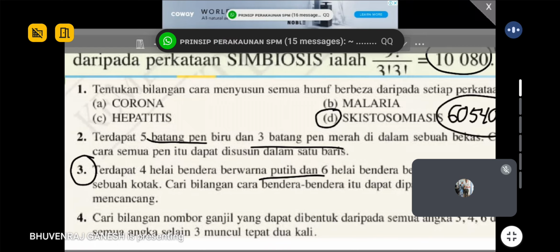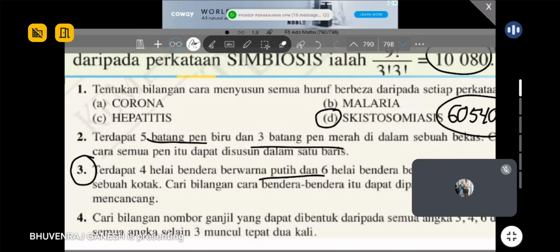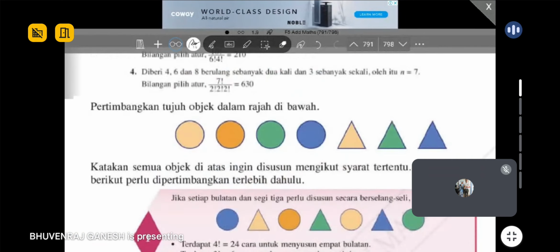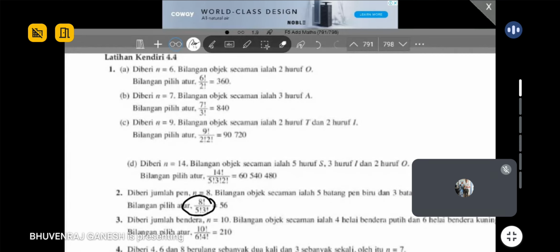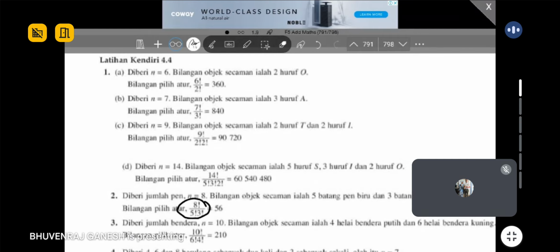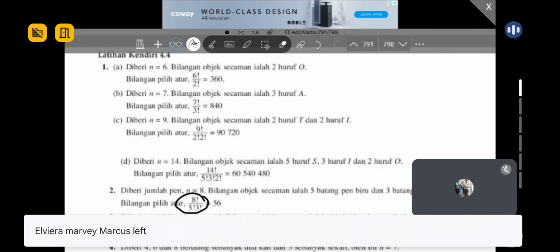Okay, so the answer is 210. 210. Okay, so how to solve it? Same concept. So when you have repeating objects, berulang, always divide it. Remember. Okay, so 210. Final answer.